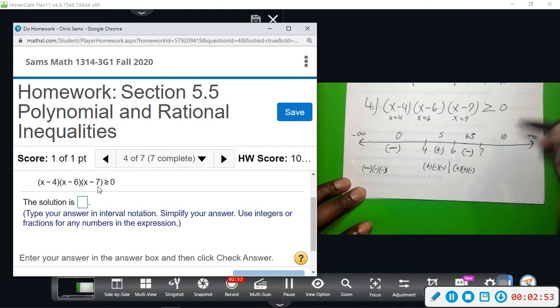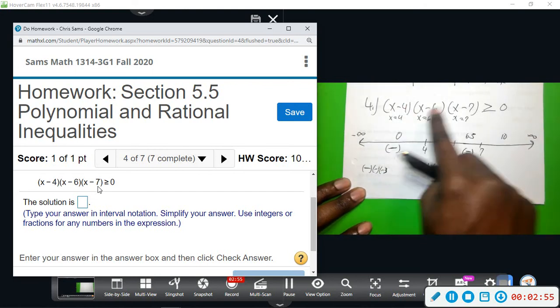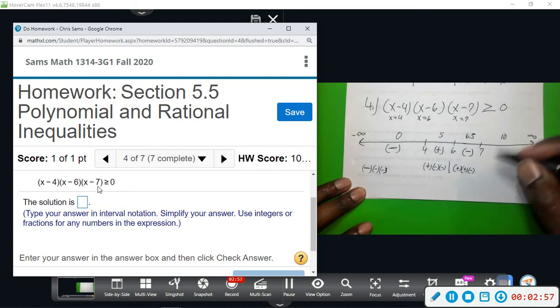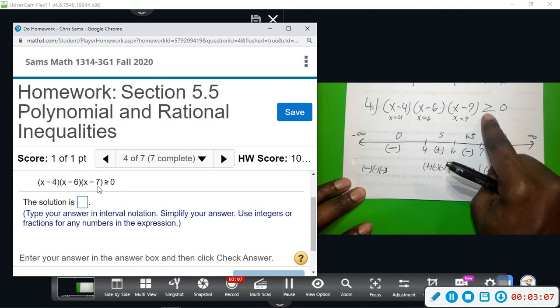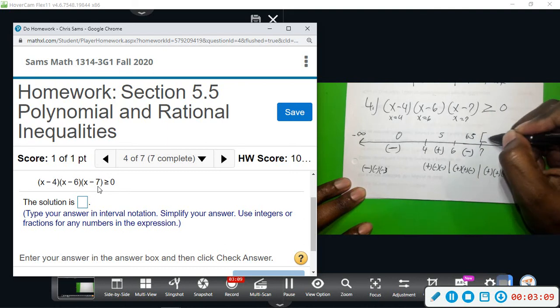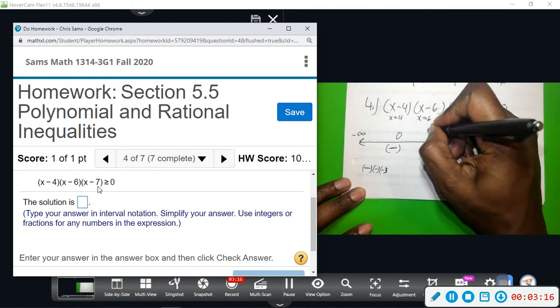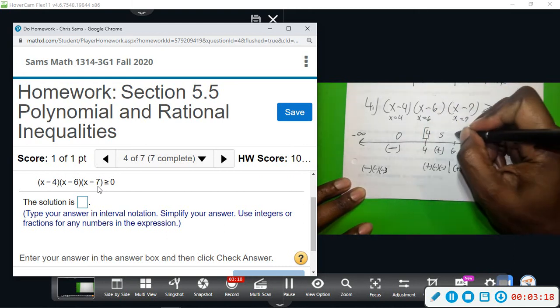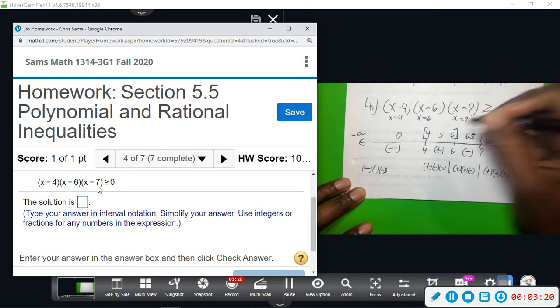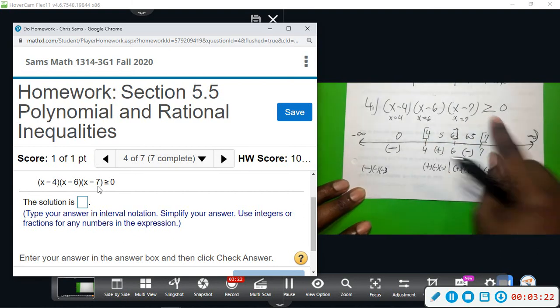And then plug in a 10. 10 is bigger than all of these numbers, so positive, positive, positive. When we plug in 10 and subtract, and when you multiply 3 positives, you still end up positive. Alright, so our interval where this is greater than or equal to 0 is going to be 7 with a bracket because it's equal to, up to infinity. And then the other part that was positive was 4 to 6. And we're going to do brackets with each of those because of the equal to.